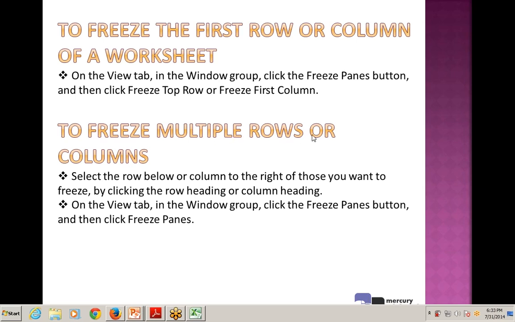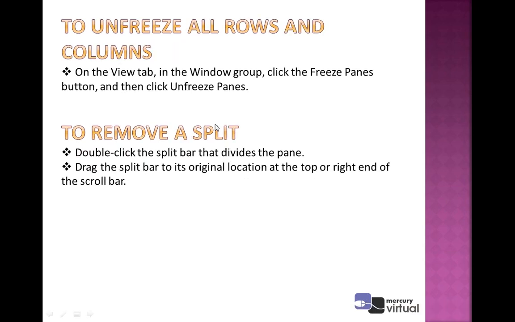Then how to freeze multiple rows. This is how to freeze only the first row. Now let's see how to freeze multiple rows. Select the row below or the column to the right of those you want to freeze, by clicking the row heading or the column heading. On the View tab in the Window group, click the Freeze Panes button and then click Freeze Panes. And if you want to freeze only the first row, click on Freeze Top Row or Freeze First Column.